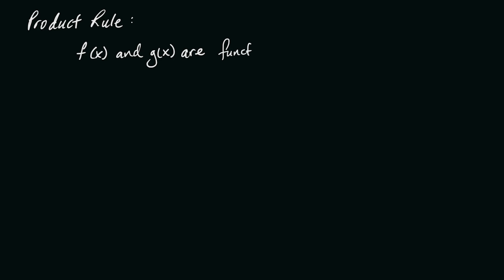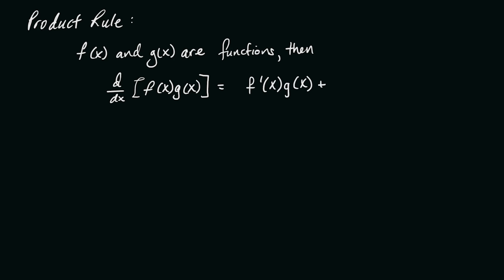So our first rule is the product rule. Now, the product rule states that if f and g of x are both functions, then the derivative of f of x times g of x is just equal to f prime of x times g of x plus f of x times g prime of x.